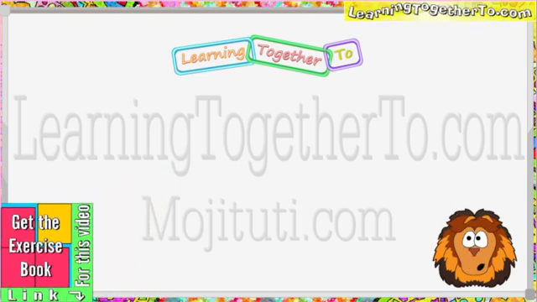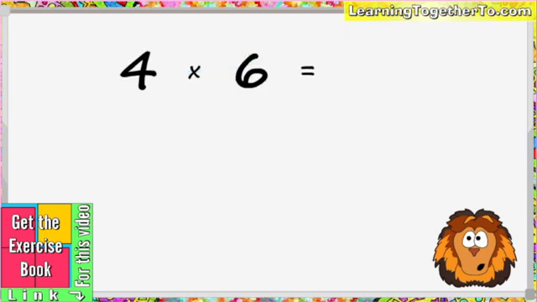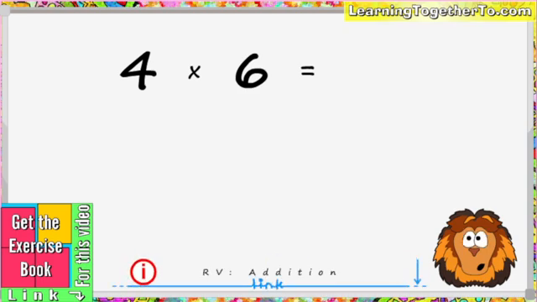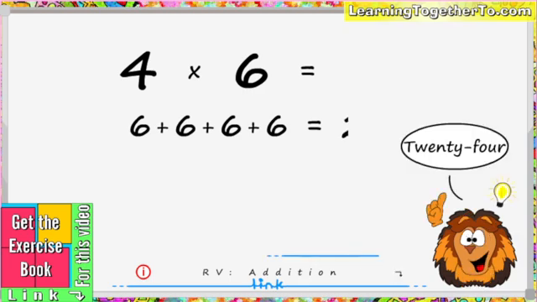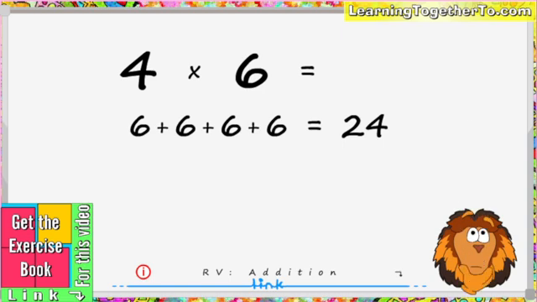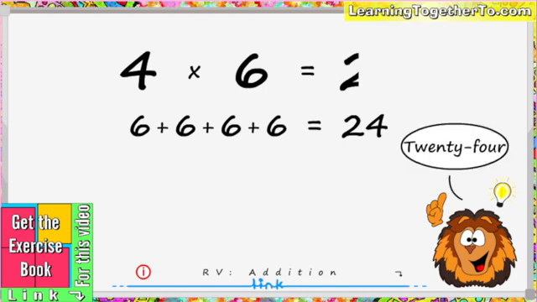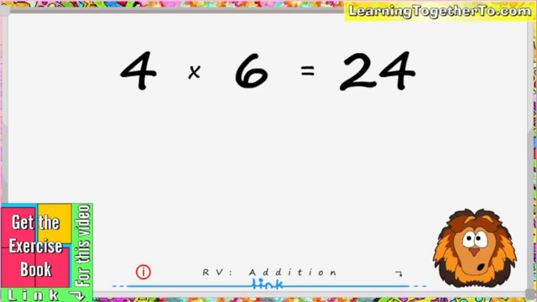Eric, this time let's use only numbers. What is 4 times 6 equal to? If we add 6 4 times, 6 plus 6 plus 6 plus 6, we'll get 24. Very good, Eric. So 4 times 6 is equal to 24. Nice job, Eric. You will need to memorize the multiplication table to make these problems a whole lot easier.